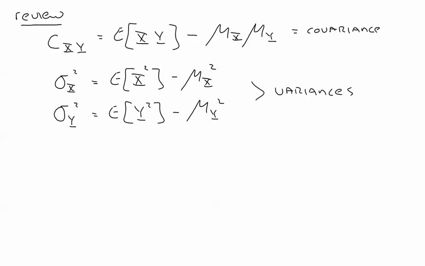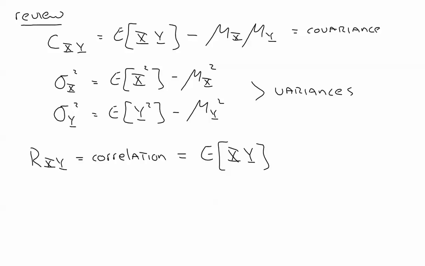Another thing I want to remind you is that we had another thing called the correlation. And correlation is not correlation coefficient. That's a different concept. We're going to get there in just a minute. Correlation was the expected value of the product of x and y, meaning that my covariance can be written as the correlation minus the product of means. Okay? All right. So that's enough review for what we need right now.